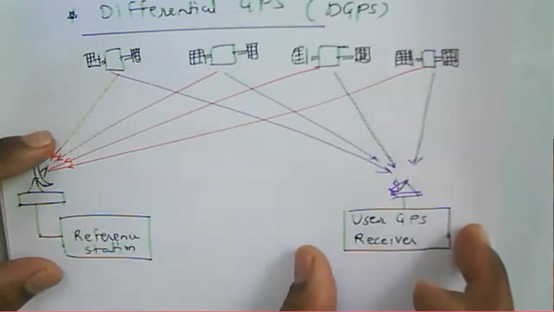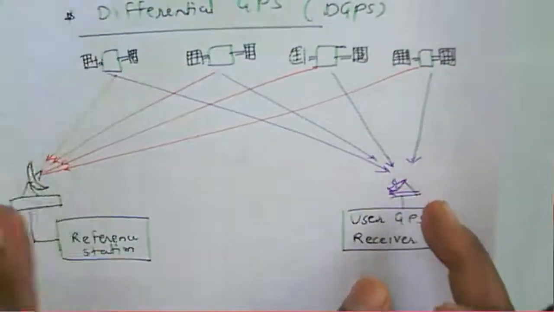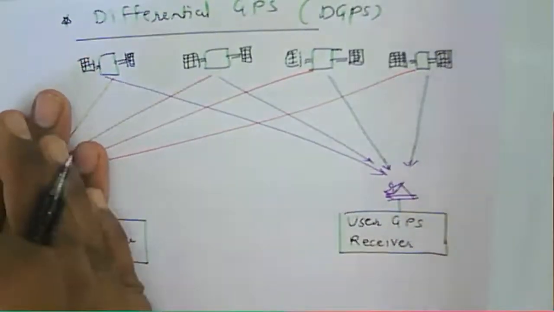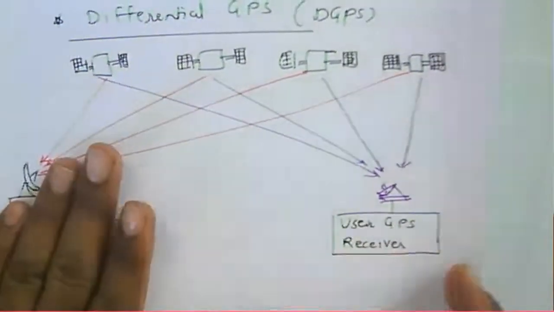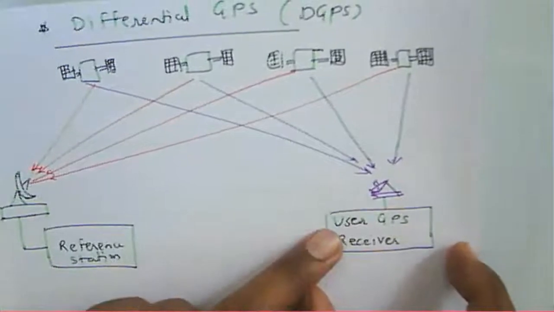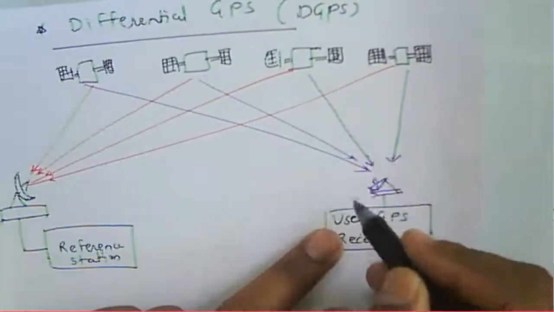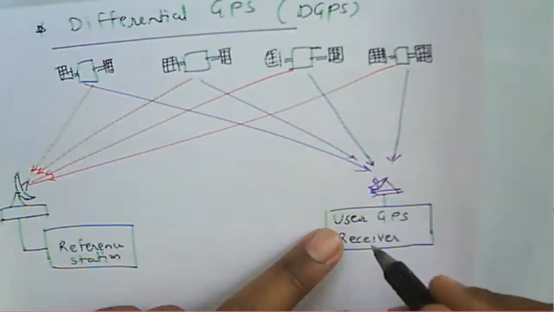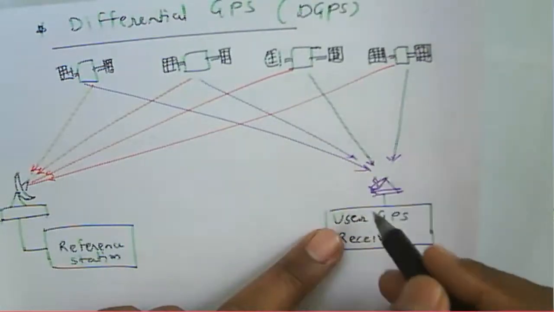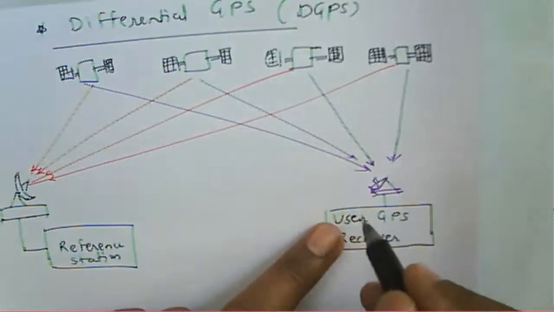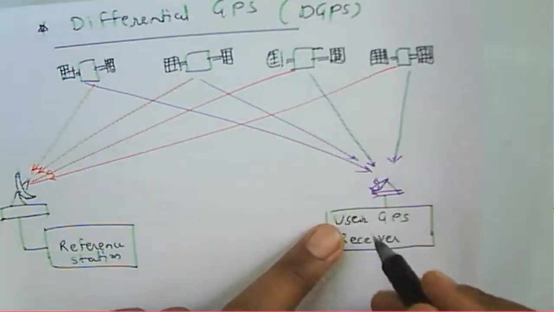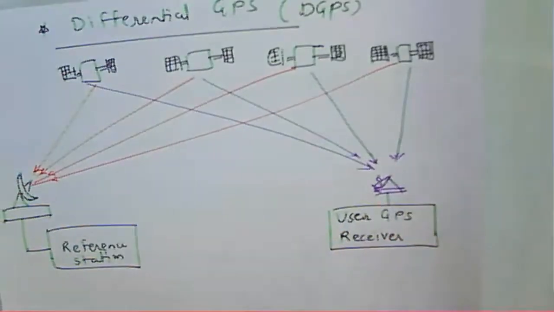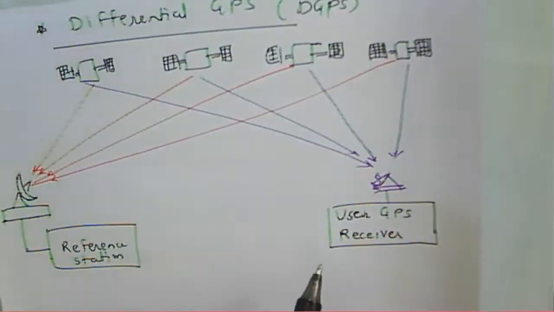So now, that range and position calculation is done at the receiver side, the reference station side. Now at the user GPS receiver, if any error occurs at this particular receiver, then the user receiver can correct that range by using the correction data from the reference station.